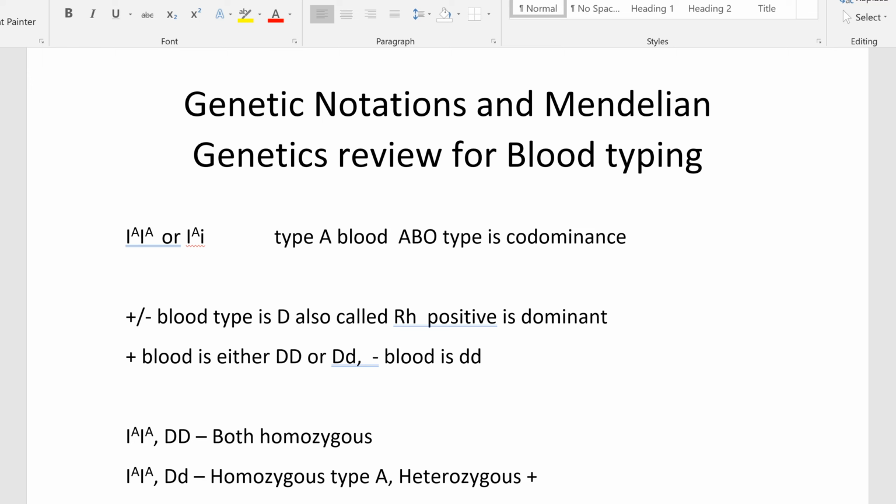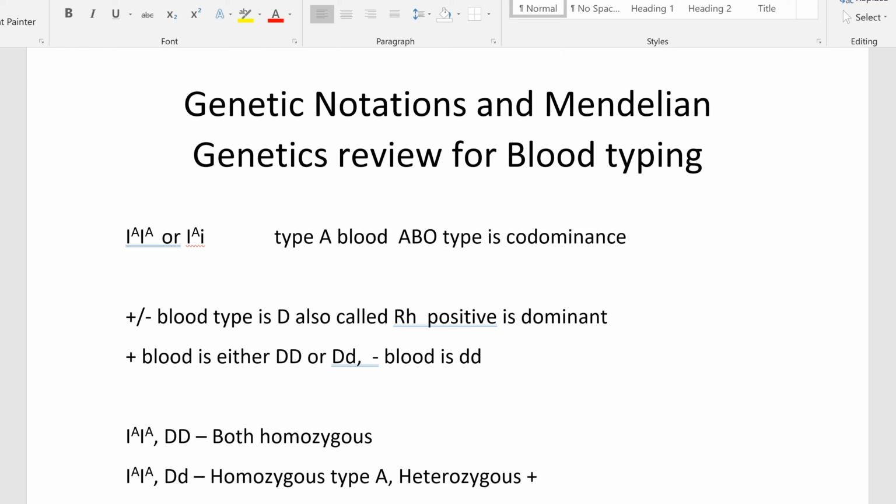Okay. So let's take a look here. And then the positive, negative. When we look at people's blood, the A negative, B positive, and whatnot, we're looking at another gene. This is another gene altogether with two different versions, or alleles, positive or negative. Okay. So the capital D is referring to positive, that's dominant. Small d is referring to negative, that's recessive.